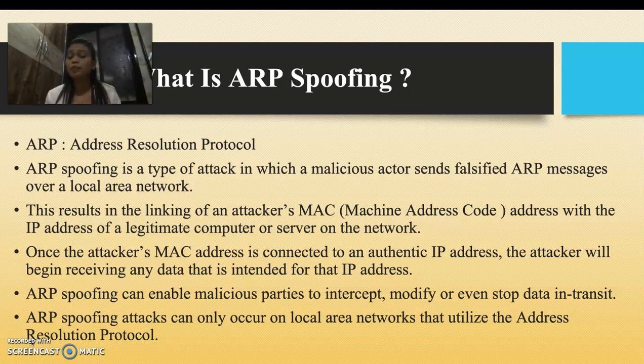ARP spoofing can enable malicious parties to intercept, modify, or even stop the data being transmitted. These are the different drawbacks which the attacker can cause on your internet. ARP spoofing can only occur on local systems that utilize the Address Resolution Protocol. We'll see a diagrammatic representation of it: how an attacker performs an attack, what exactly the format is, and in which way we can recover from it.